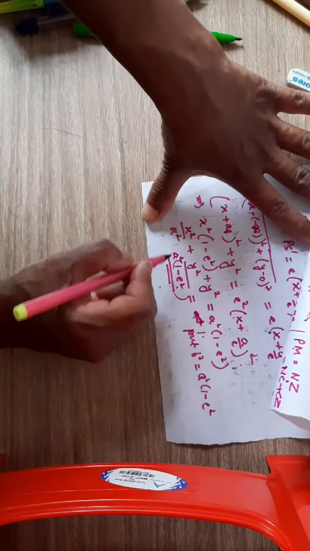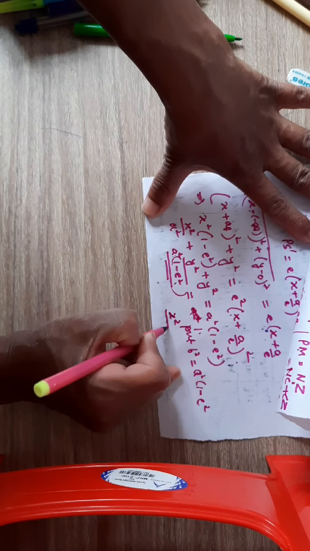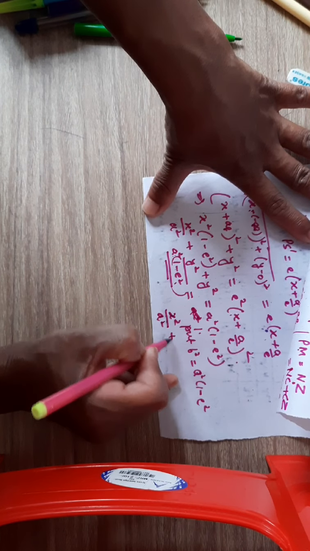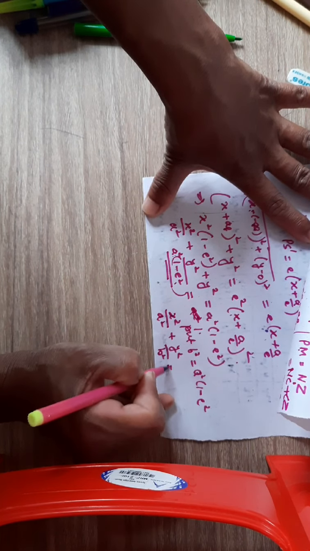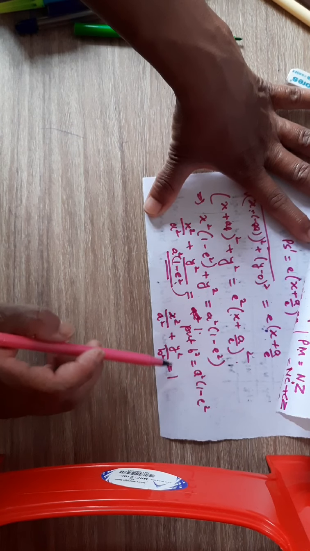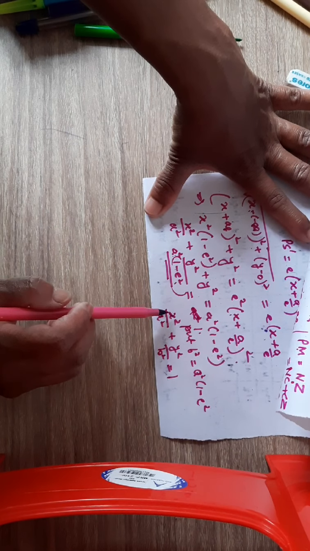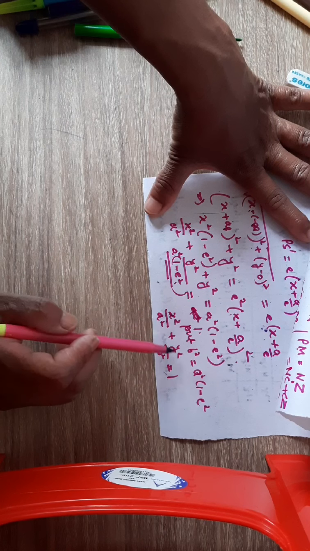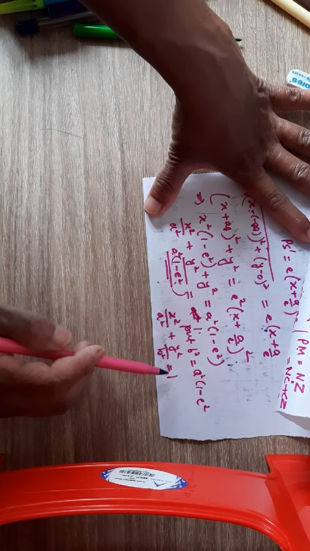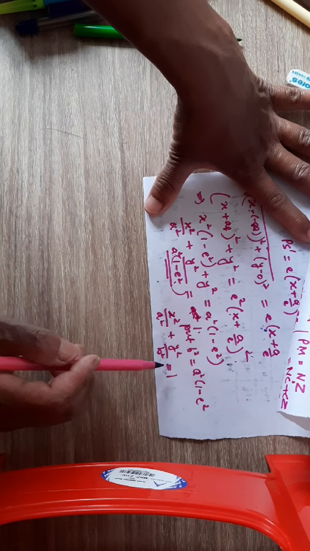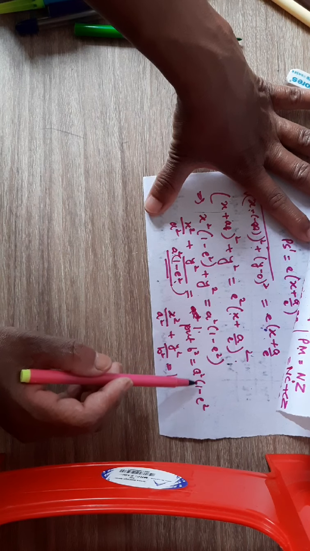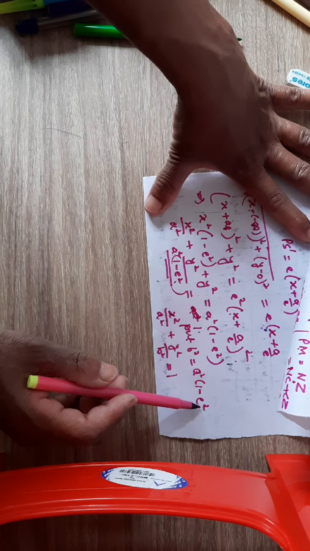Then this last equation now becomes what? x square by a square plus y square by b square is equal to 1, which is the standard equation of the ellipse. So this equation now, x square by a square plus y square by b square is equal to 1, gives you the standard equation of the ellipse, where b square is what? It is a square into (1 minus e square).